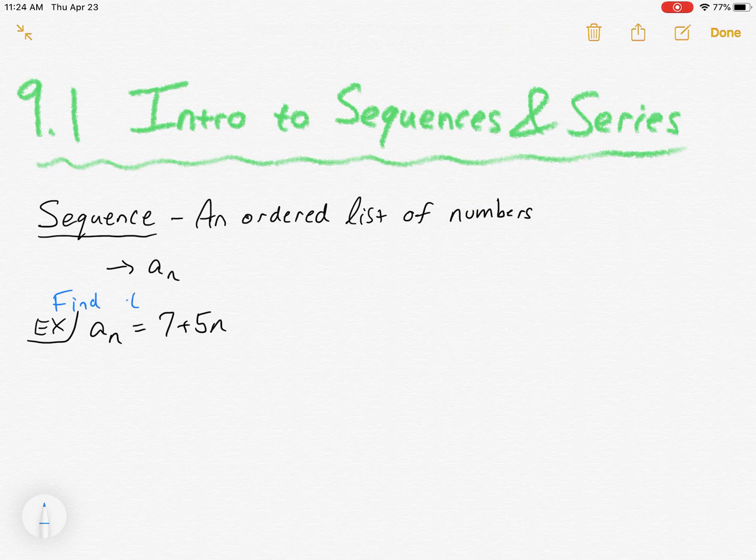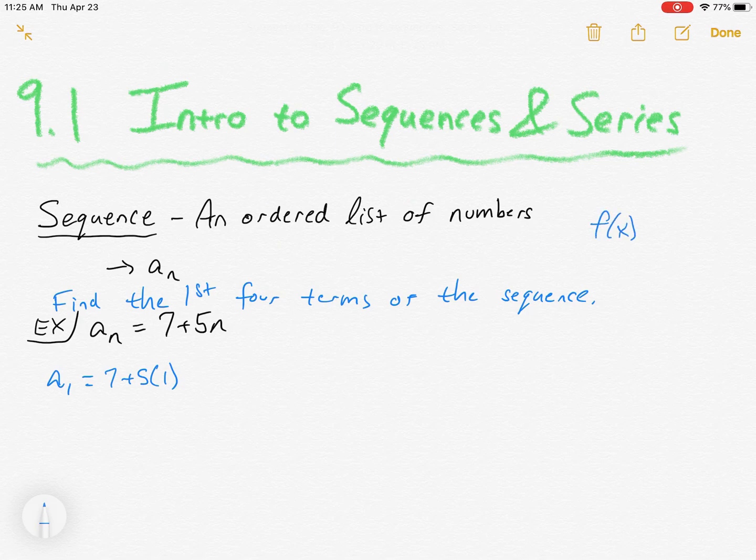So there's going to be some problems in the beginning. They're going to ask you to, let's just write it up here, find the first 4 terms of the sequence described. And we'll do 2 of these examples. So for this one, the way you indicate the first term is you write A1. And the way you get A1 is by plugging in 1 for n.